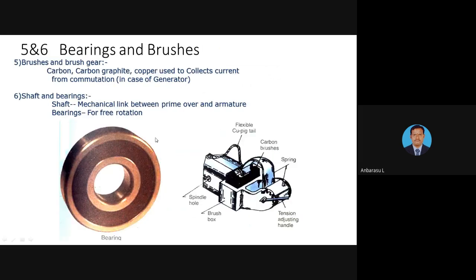And next one is brushes and brush gear. Carbon, graphite, copper is used to collect the current from the commutator. In case of a generator it collects current, and in case of a motor it is used to supply the current through the carbon brushes to the armature winding. Next one is shaft and bearing. The shaft is the mechanical link between the prime mover and the armature. Bearings are for free rotation.